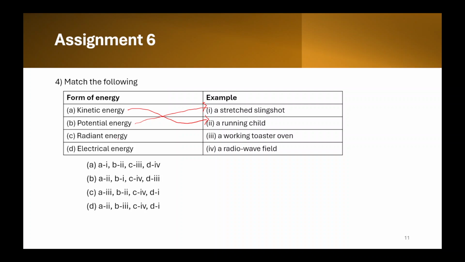Then radiant energy, the correct answer for this is a radio wave field. So radiant energy is the energy possessed by electromagnetic radiation. So a radio wave is an example of an electromagnetic radiation. Then for electrical energy, obviously the correct answer will be the third option in the right column, a working toaster oven, because it operates on electricity. So the correct answer here will be A2, B1, C4 and D3. B part.